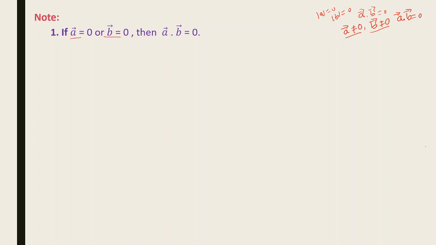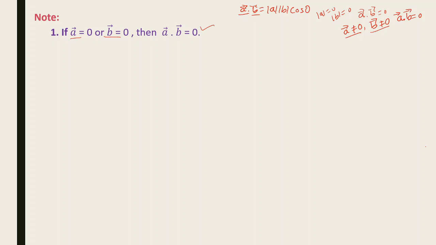Please think over this. Recall that formula. What is the A dot B formula? A dot B is magnitude of A into magnitude of B into cos theta. Here this is not equal to 0, and this is also not equal to 0. If any one of these is equal to 0, then A dot B is equal to 0, as we got.